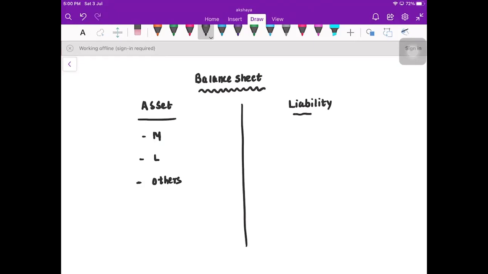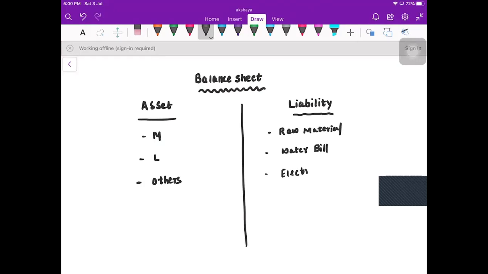Can I say the liabilities might be raw material which I have taken on a certain date but did not pay for? It might be a water bill, or an electricity bill, or it might be loans, secured loans taken from others, or loans taken from the banks. So these are the liability side of the company.